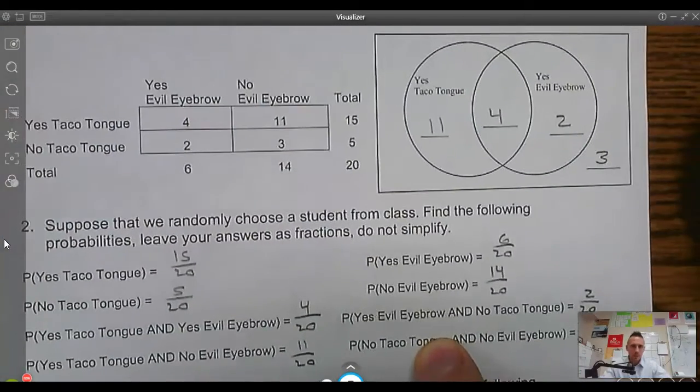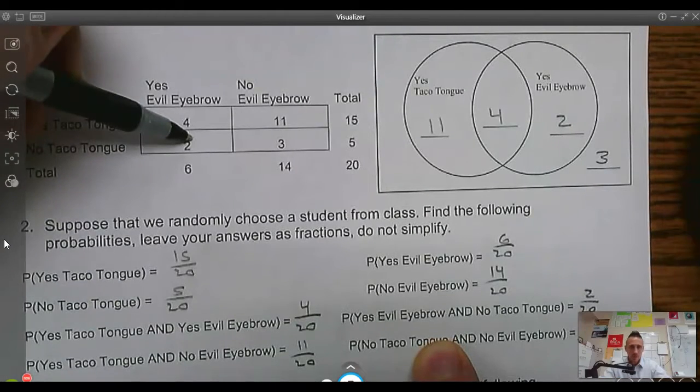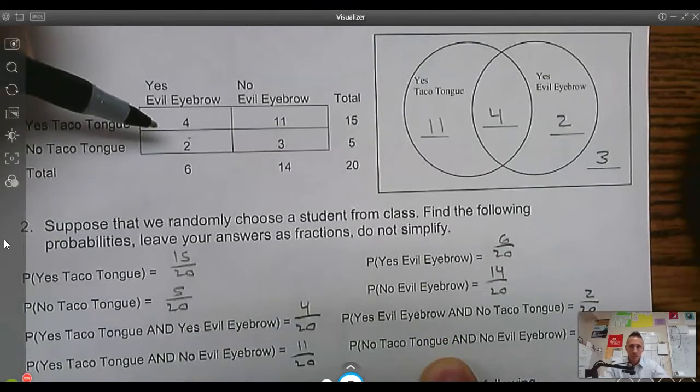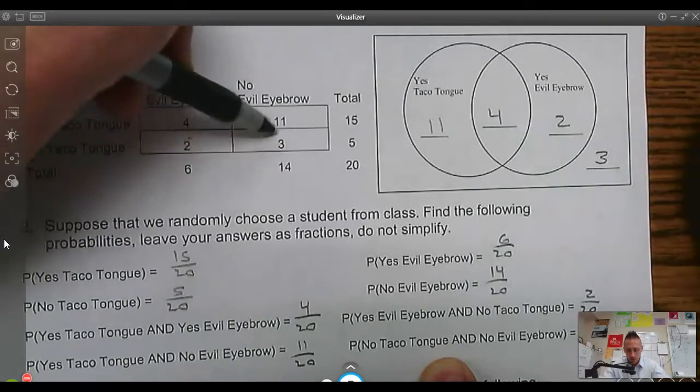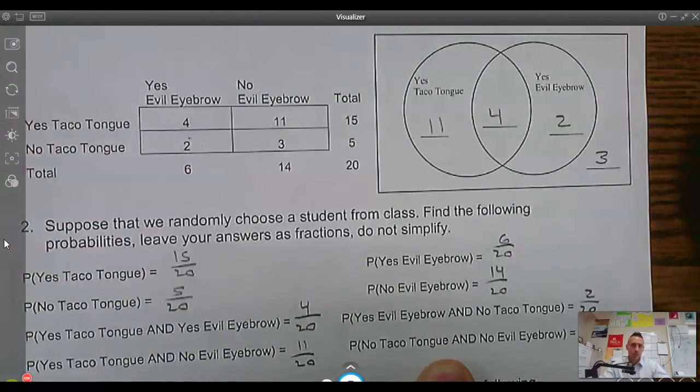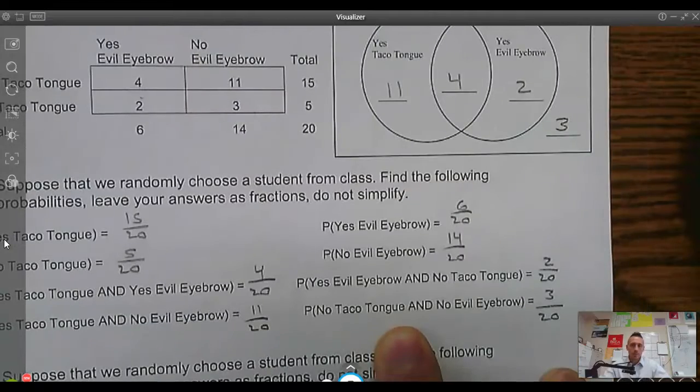Yes, evil eyebrow and no taco tongue. So yes, no. We're looking at 2 out of 20. And no taco tongue, no evil eyebrow, no and no. We're looking at 3 out of 20. Oh, let me move that.